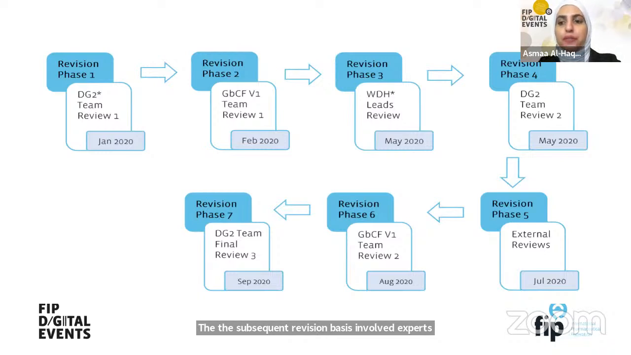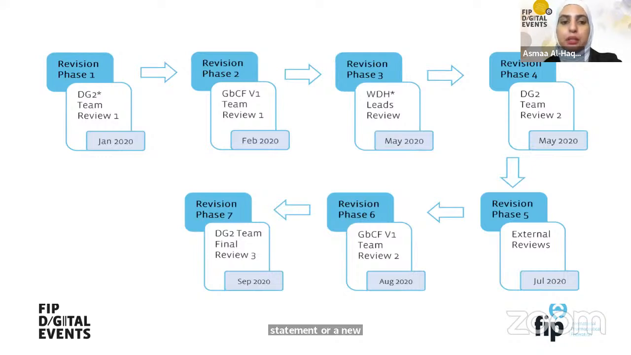After each revision phase, the comments and suggestions from the experts were discussed by the core team, and revisions and modifications were made to the original statements, or new statements were introduced. With several revision phases, the core team finally reached a decision and consensus on what to include in the final version, or the GbCF version 2.